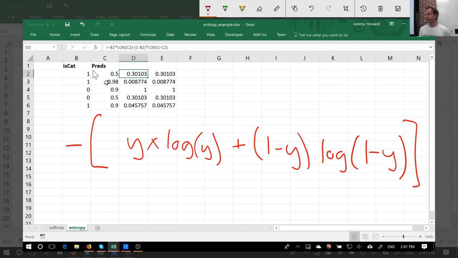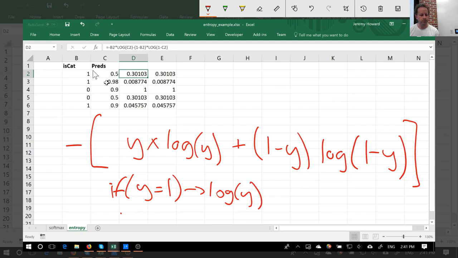So who wants to tell me how to write this as an if statement? All right, Chen Shi, hit me. I'll give it a try. If y is equal to one, then return log y. Otherwise, return log of one minus y. Good. That's the thing in the brackets, and you take the minus of it.